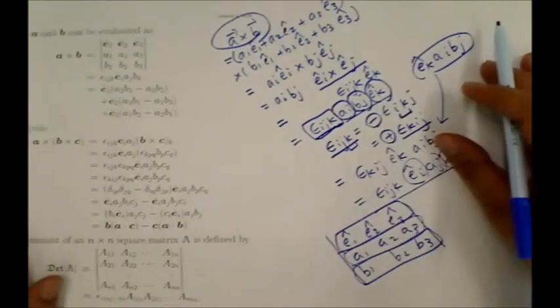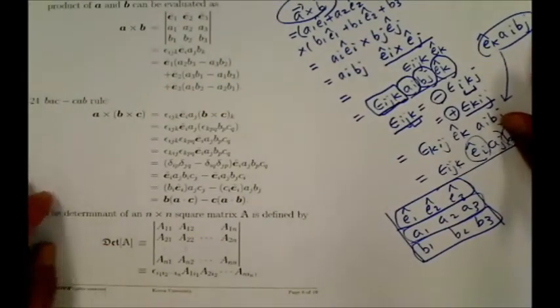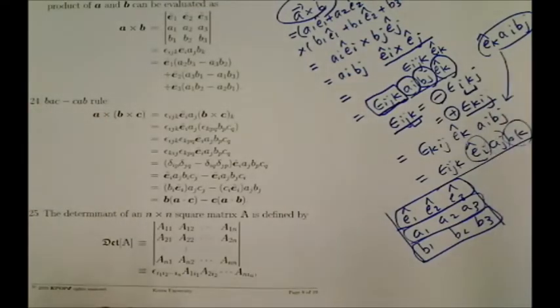We have a very important formula that is called the BAC-CAB rule. BAC-CAB rule. Perhaps I have some calculation somewhere around here.